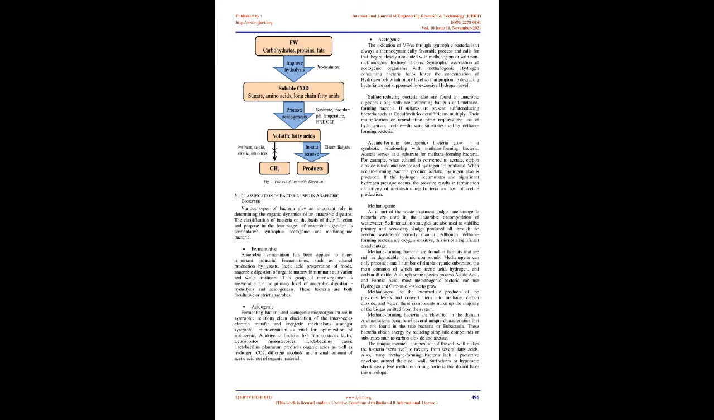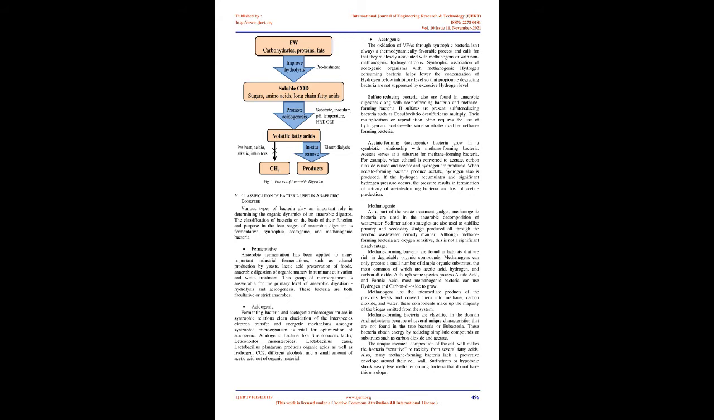Sulfate-reducing bacteria also are found in anaerobic digestors along with acetate-forming bacteria and methane-forming bacteria. If sulfates are present, sulfate-reducing bacteria such as Desulfovibrio desulfuricans multiply. Their multiplication or reproduction often requires the use of hydrogen and acetate, the same substrates used by methane-forming bacteria.